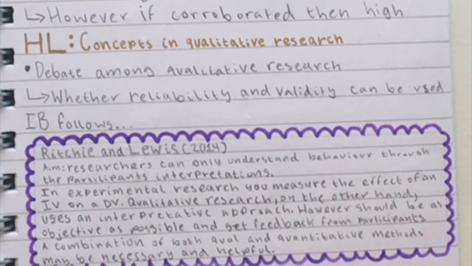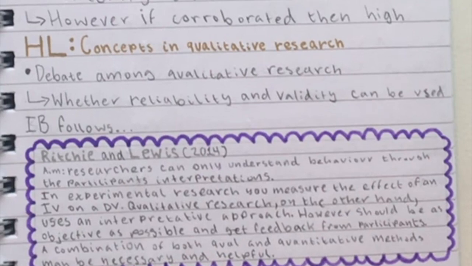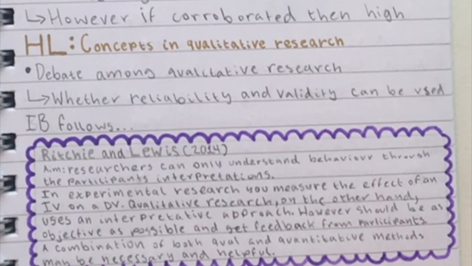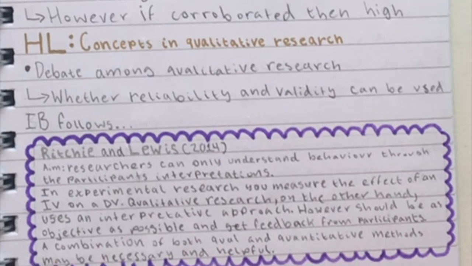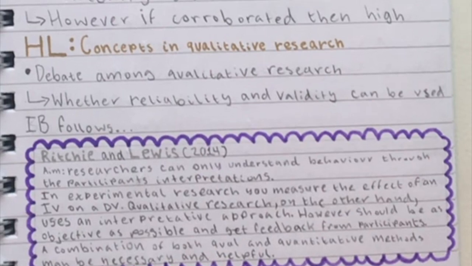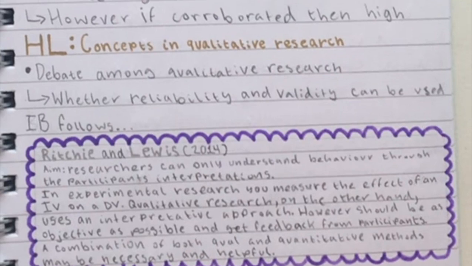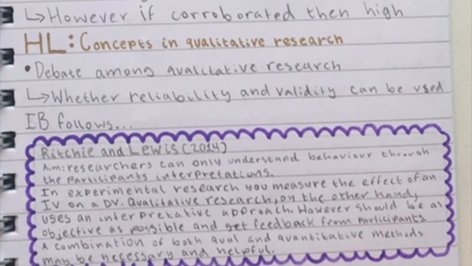So, the first thing they talk about is that there has been a debate among qualitative researchers, which is between reliability and validity and whether you can use these concepts in qualitative research. Reliability is if the research methods and techniques can produce consistent data. Meanwhile, validity is if the research explains what it actually aimed to explain. So the IB has decided to follow the same ideas that were in the study by Ritchie and Lewis 2014.